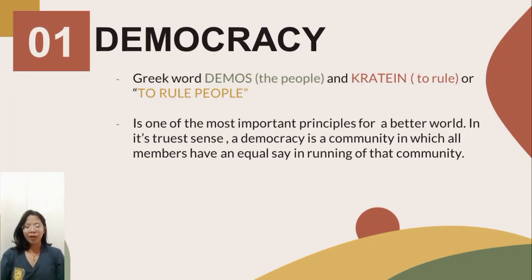Democracy. Democracy came from the Greek words demos, meaning the people, and kratos, meaning to rule, or to rule people. Democracy is one of the most important principles in a better world. In the true sense, a democracy is a community in which all members have an equal say in the running of that community.